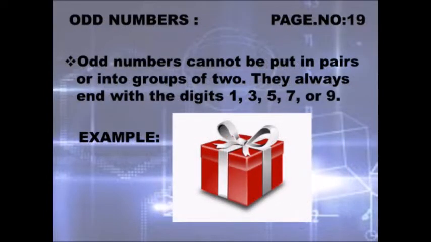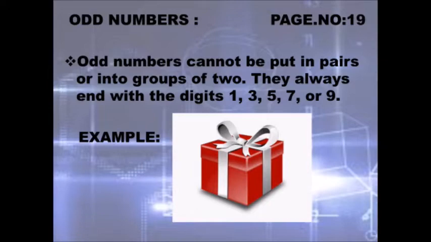Next, odd numbers. What is meant by odd numbers? Odd numbers cannot be put in pairs or into groups of 2. They always end with the digits 1, 3, 5, 7 or 9. So here you have an example, one gift box. So that is an odd number. I hope you have become a master of these topics.